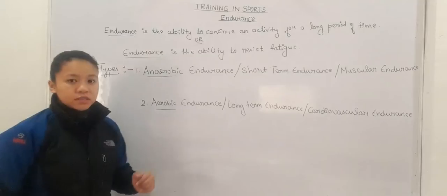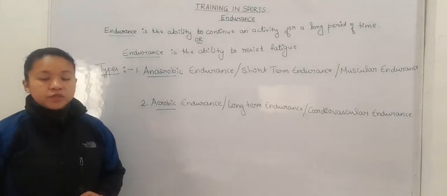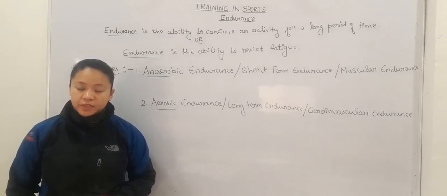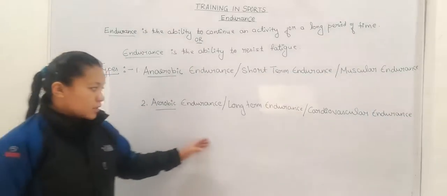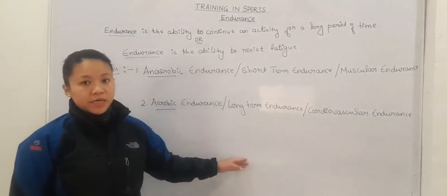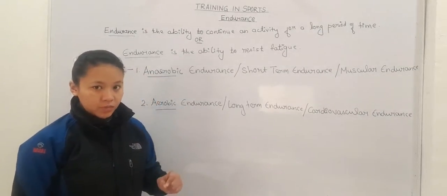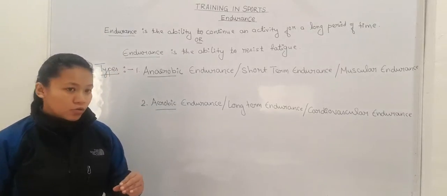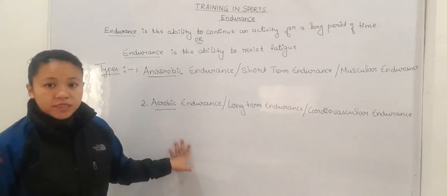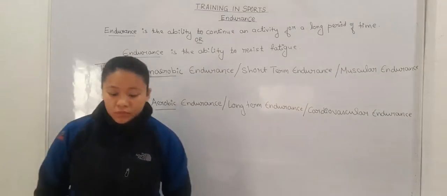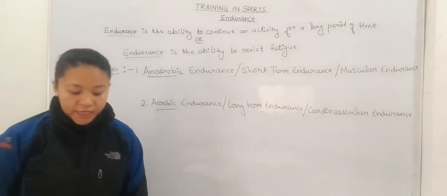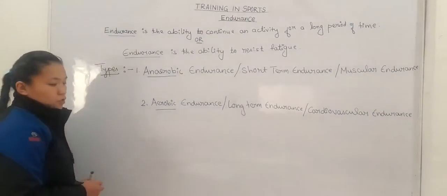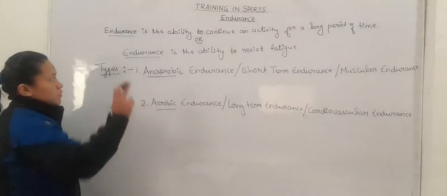And aerobic endurance means we do the activity in the presence of oxygen for a long period of time. The intensity or speed is slow. It is used in games like marathon running, road cycling, long distance running, etc. These are the two types of endurance.